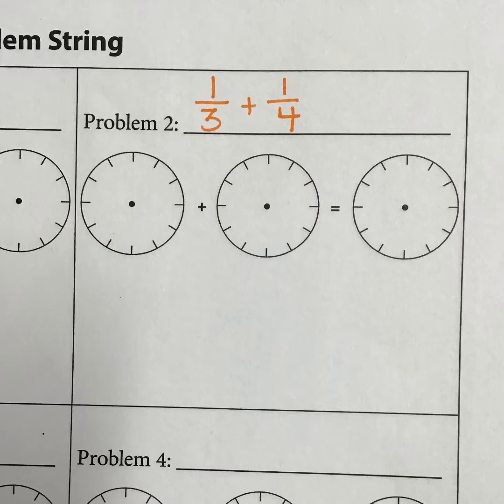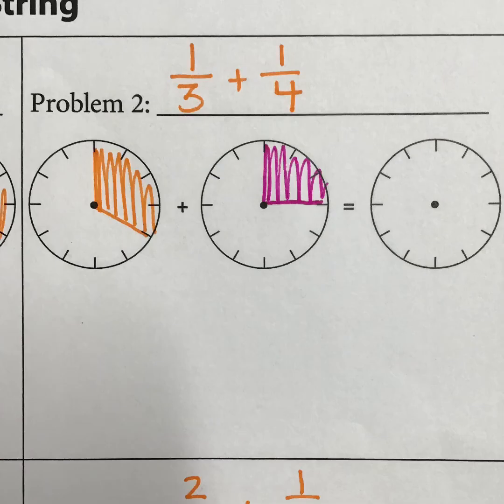Problem number 2, 1/3 plus 1/4. Go ahead and record this problem and start shading. Pause the video while you're shading. Your shading should look something like this. 1/3 of an hour is 20 minutes. 1/4 of an hour is 15 minutes. Here I added two different colors. You can feel free to use two different colors of shading as well, but please only make sure you're using colored pencil, no highlighters.